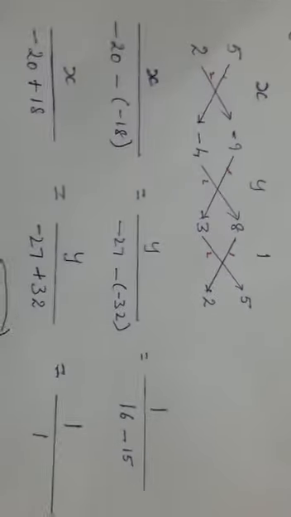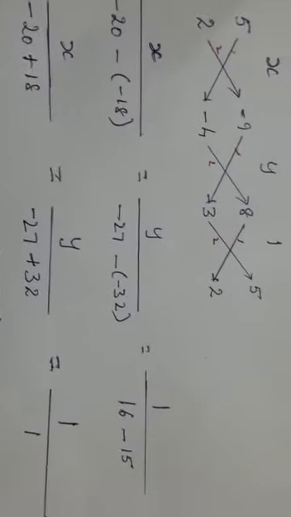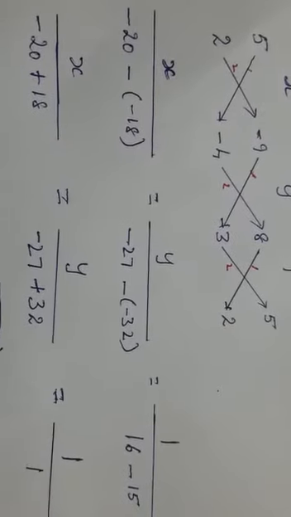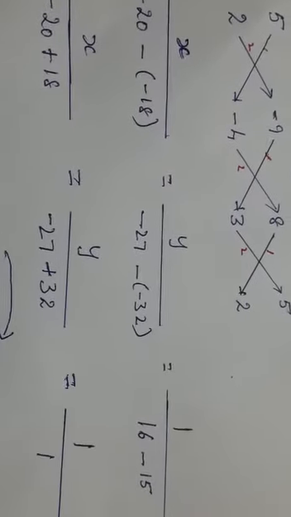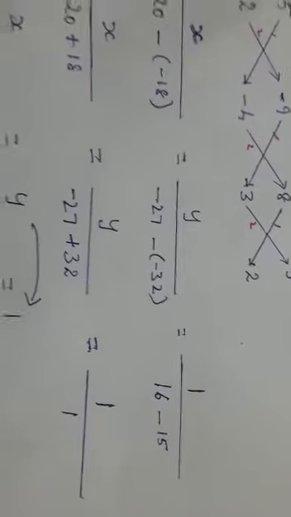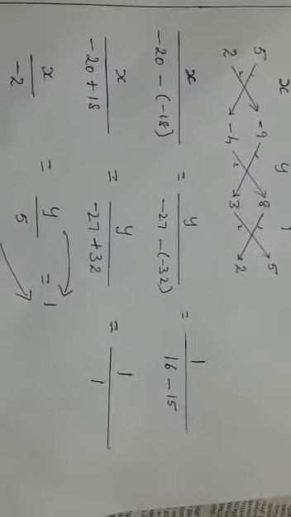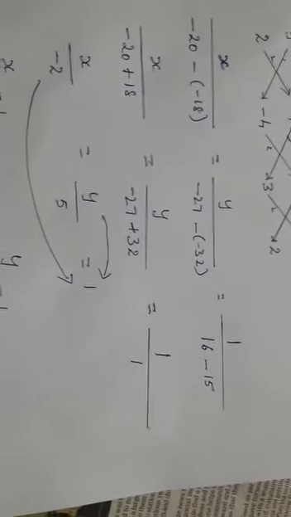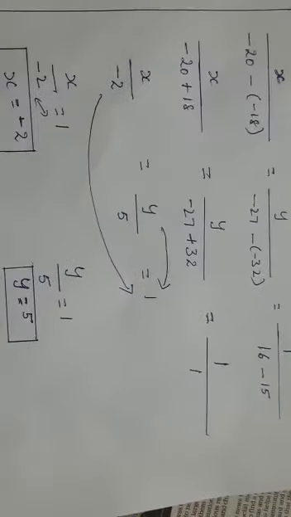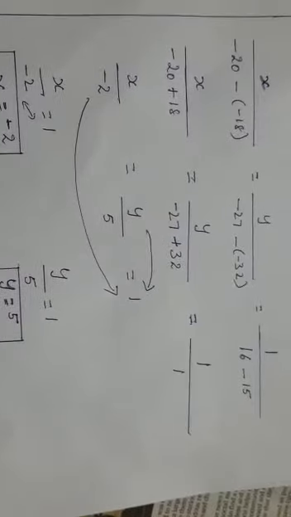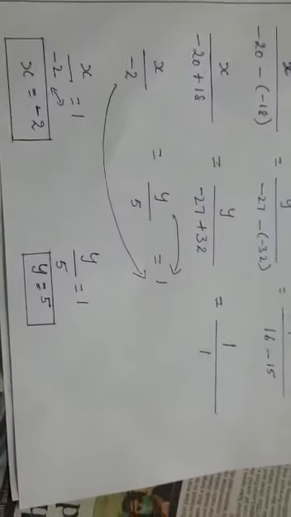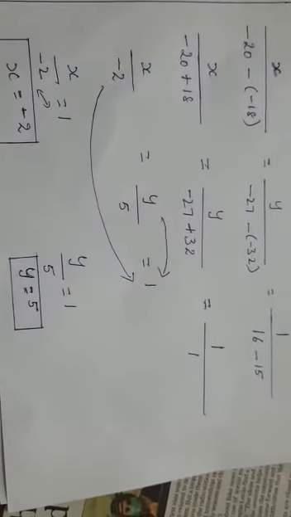When you calculate, x by minus 20, minus of minus becomes plus 18, y by minus 27 plus 32 is equal to 1 by 1. So x by minus 2 is equal to y by 5 is equal to 1. Equate with the constant term. X by minus 2 is equal to 1, x is equal to minus 2, y by 5 is equal to 1, y is equal to 5. The remaining problems we will do tomorrow.